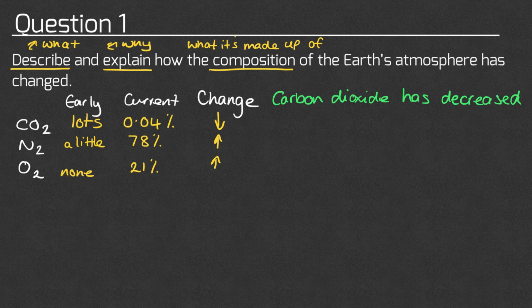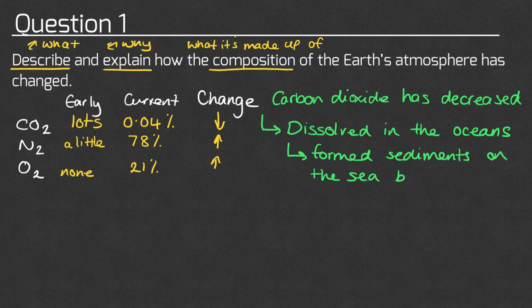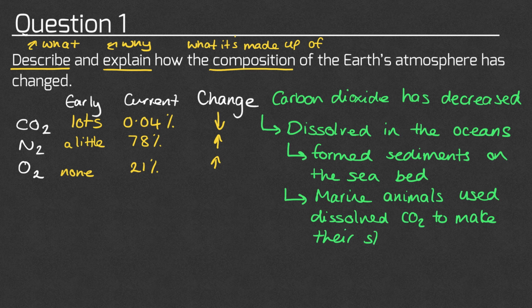We'll start off by saying that the amount of carbon dioxide has decreased. And the main reason for this is that it dissolved into the oceans. Once in the oceans, it formed sediments on the seabed. Marine animals then used this dissolved carbon dioxide to make their shells.